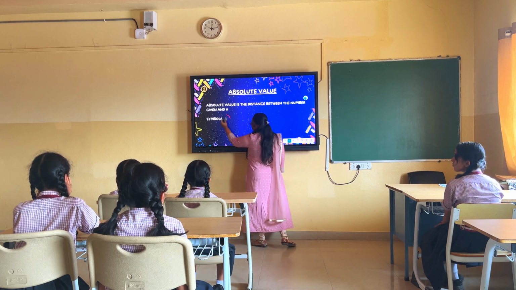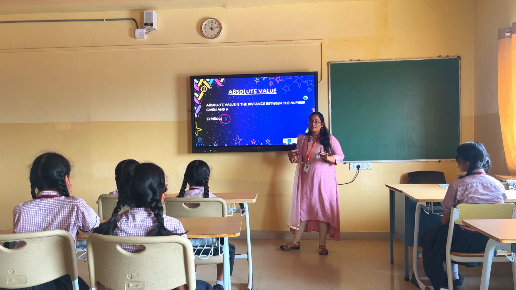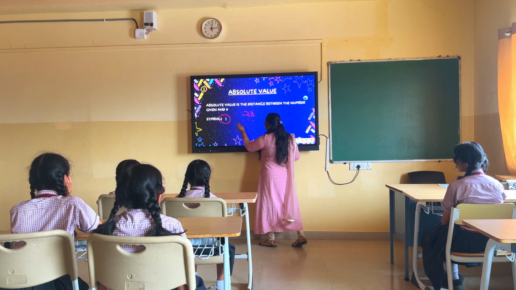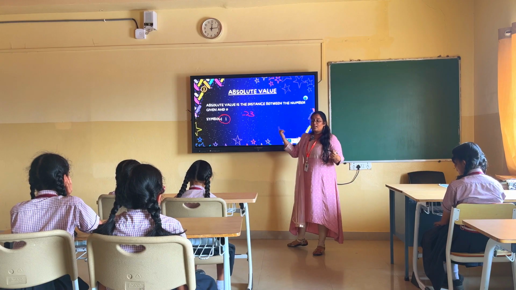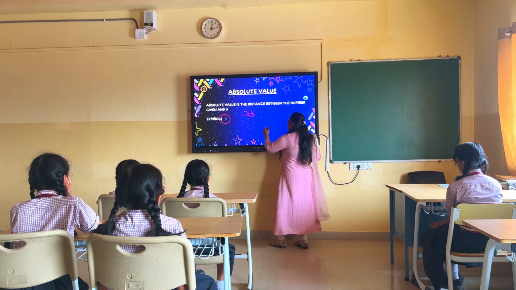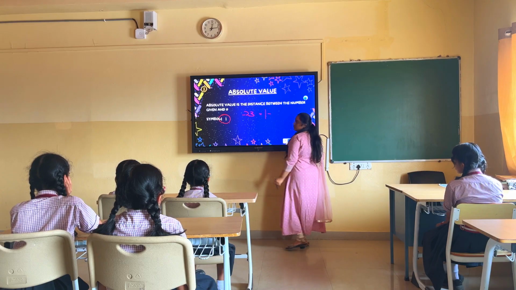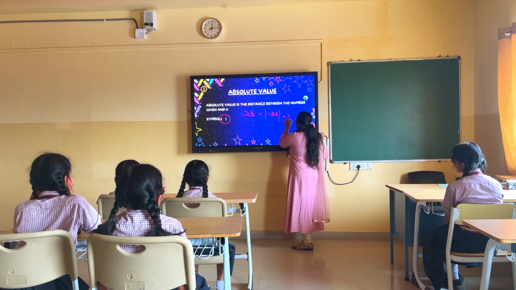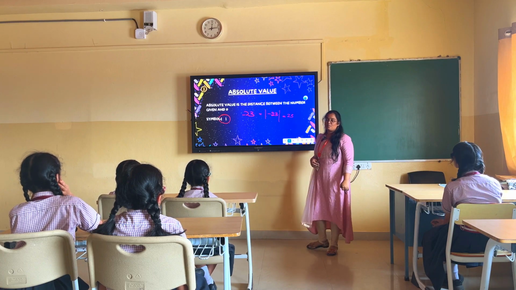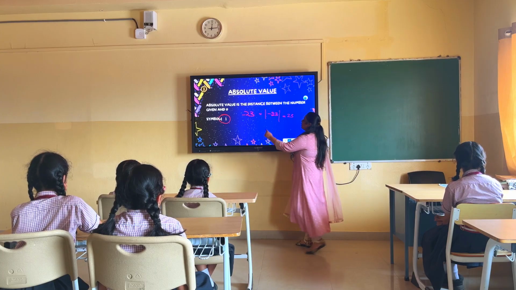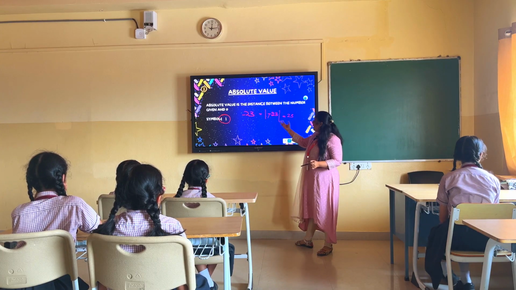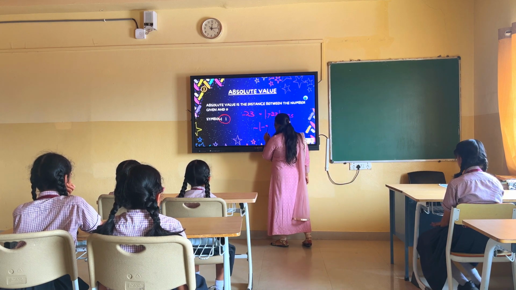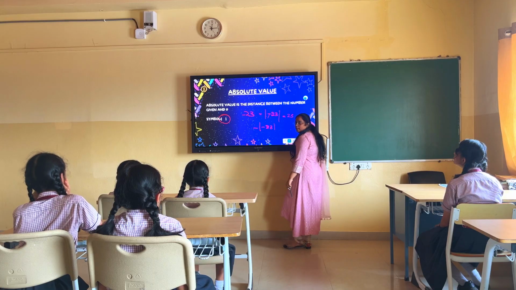The only purpose of this symbol is to convert the given number into a positive number. If I give you a number like minus 23 and ask you to convert it into absolute value, what you have to do is keep that in mod, and that will give you a fresh positive number, because this mod will cancel out the minus. If I give you something like minus of minus 23, what will happen? Tell me.